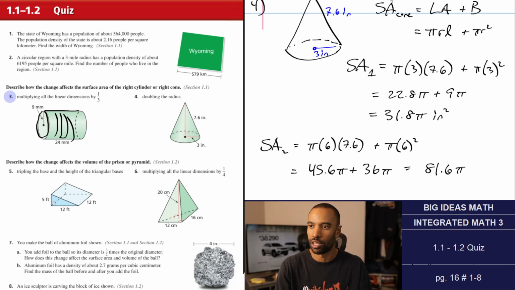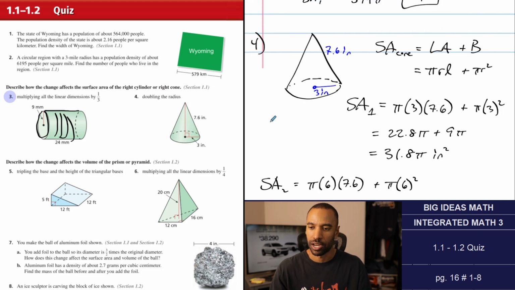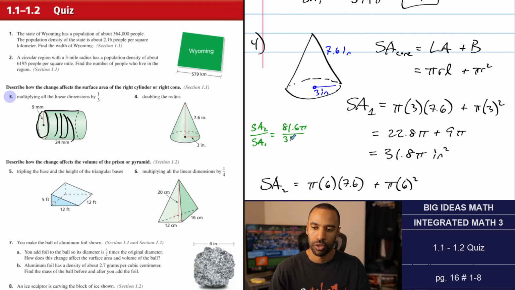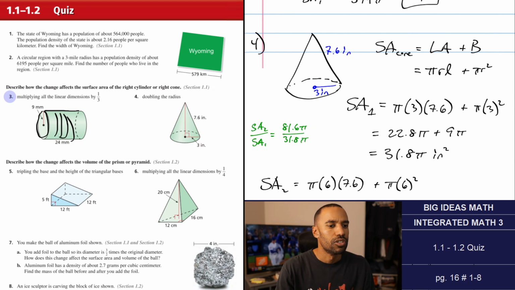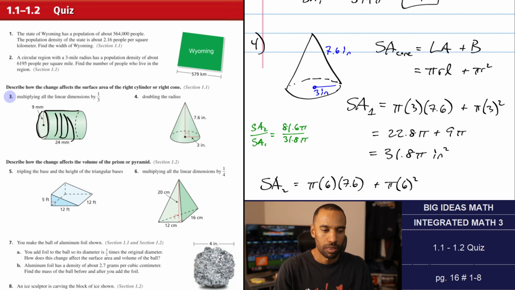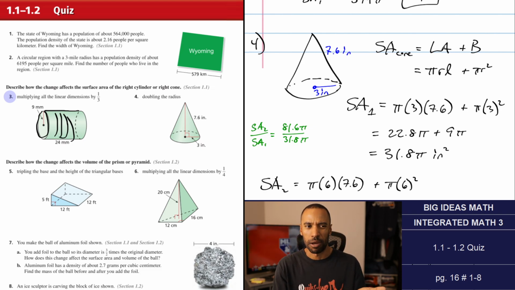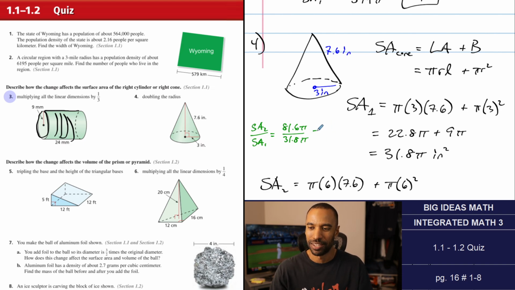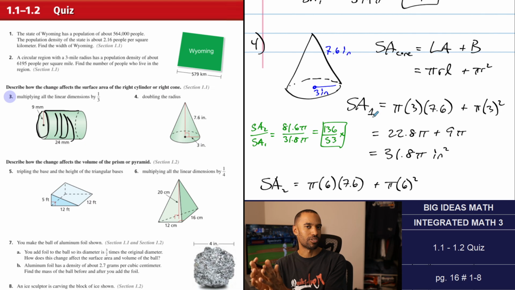Let's see what that's all about. Let me just do it right here in this area. SA2 over SA1. So 81.6 pi over 31.8 pi. Pi's cancel. So 81.6. I'm getting kind of just a different number. It's not really working. Let's do a fraction. 136 over 53. 136 over 53 times more. It's basically what I'm saying. That's not an x. That's a times, if you know what I mean.